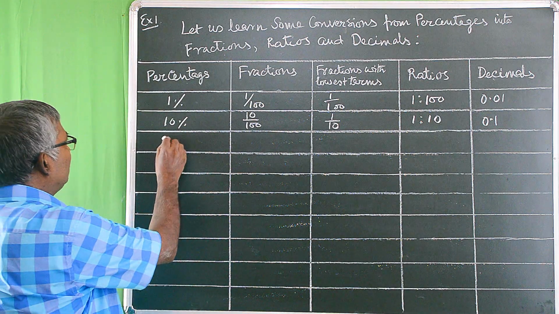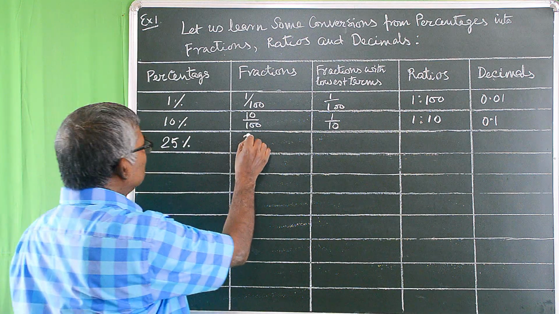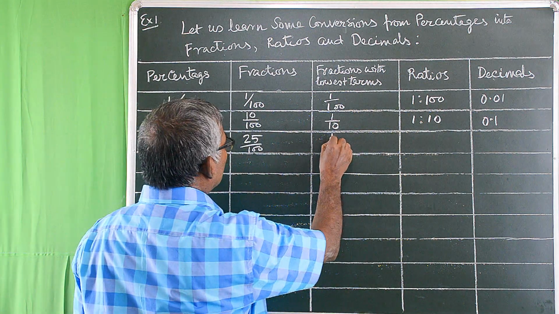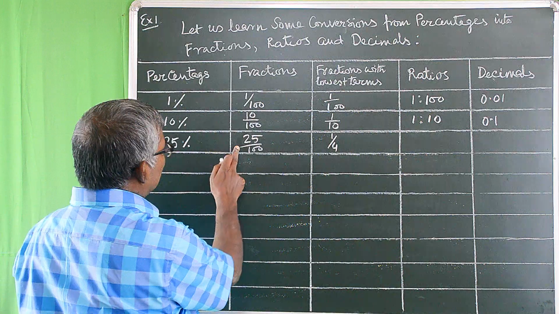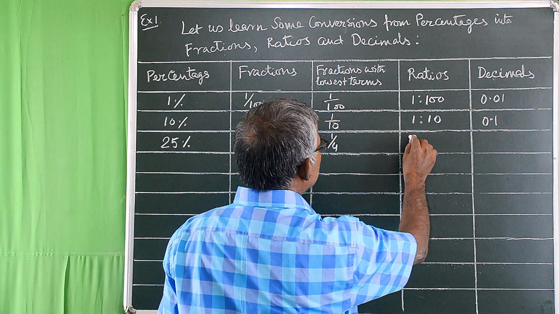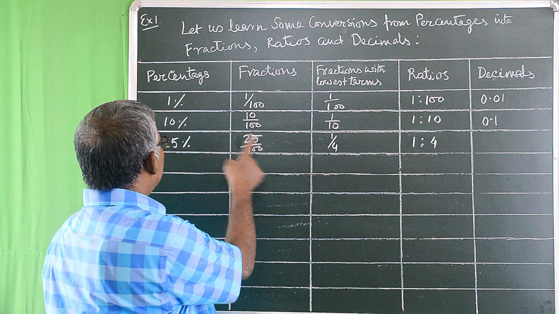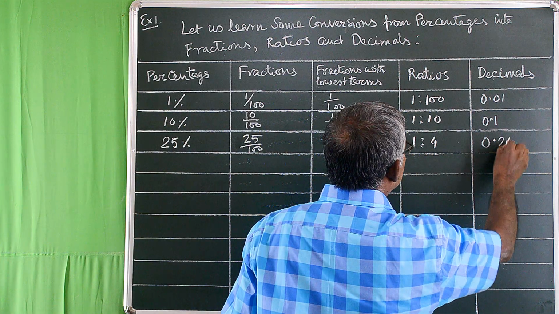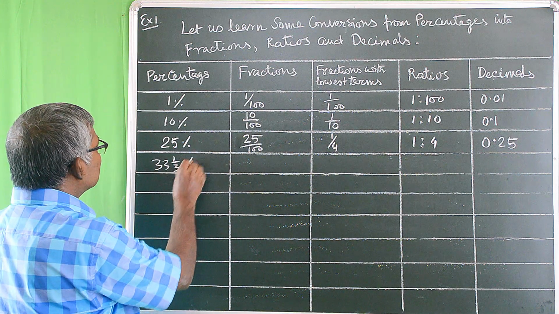Now let us see 25% equal to 25 by 100, that is 1 by 4. We can divide both the numerator and denominator by 25, so it will be 1 by 4. Hence the ratio will be 1:4. Now what is the decimal of the fraction 25 by 100? Equal to 0.25.